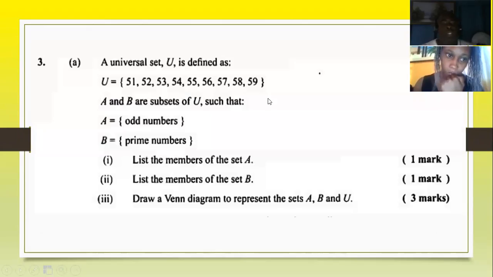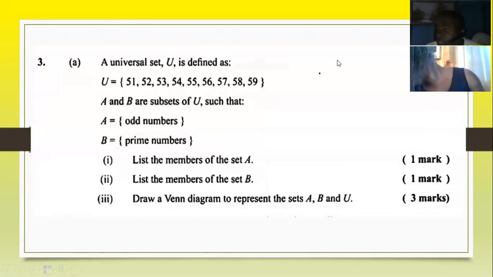Okay, so we'll look at our first question. Of course, this is a past paper question. I hope you have a pen and paper with you. You have it? Yes. Okay, very good. So write all the question quickly.